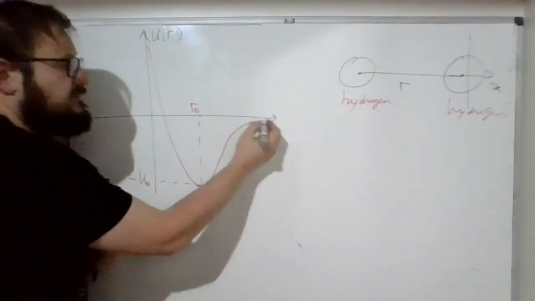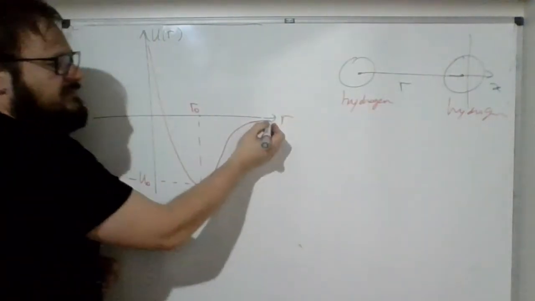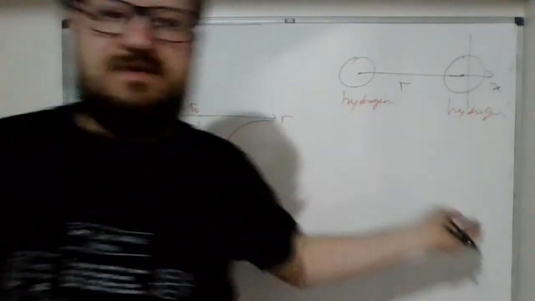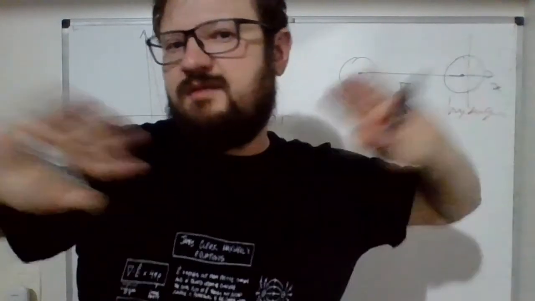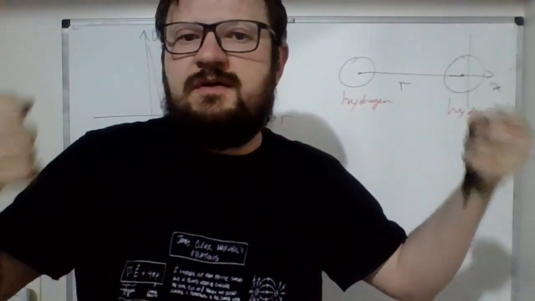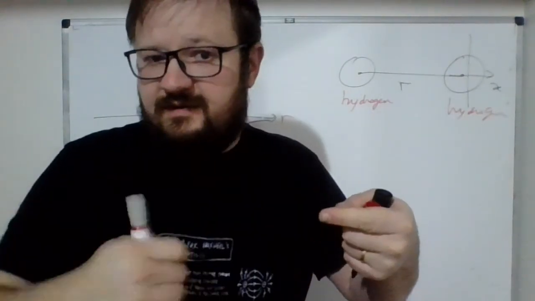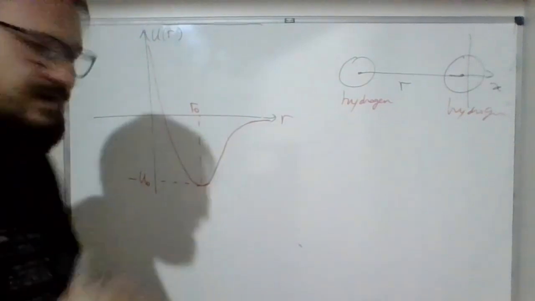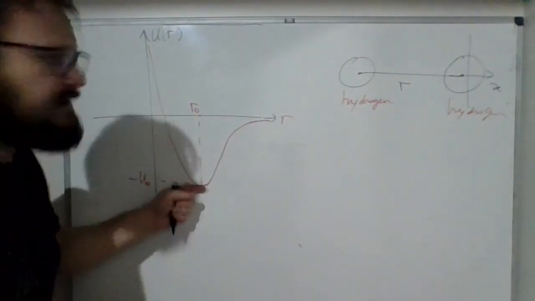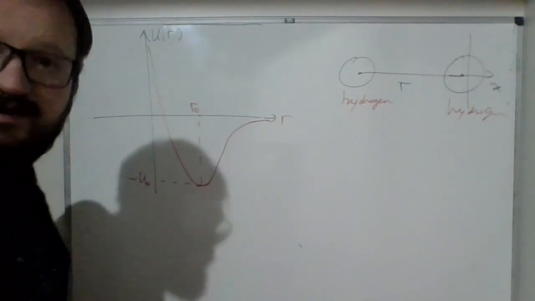So if the atoms here are very distant from each other, they don't see each other, there are no interactions, and the potential energy is zero. When you put them closer and closer together, they will interact, and at some point they will form a molecule. And this is the most favorable point in a diagram of potential energy.